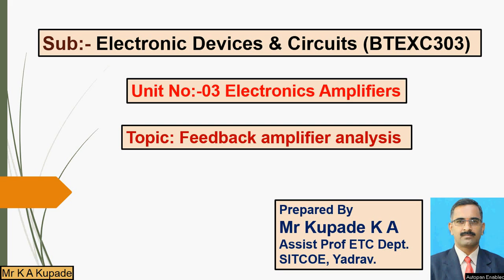We are discussing unit number 3, electronic amplifiers. In the previous lecture we discussed feedback amplifier analysis, part 1. In that we discussed how the feedback amplifier analysis can be done, which steps we have to follow, and how to evaluate the characteristics, that means the feedback gain, the input resistance and output resistance with feedback.